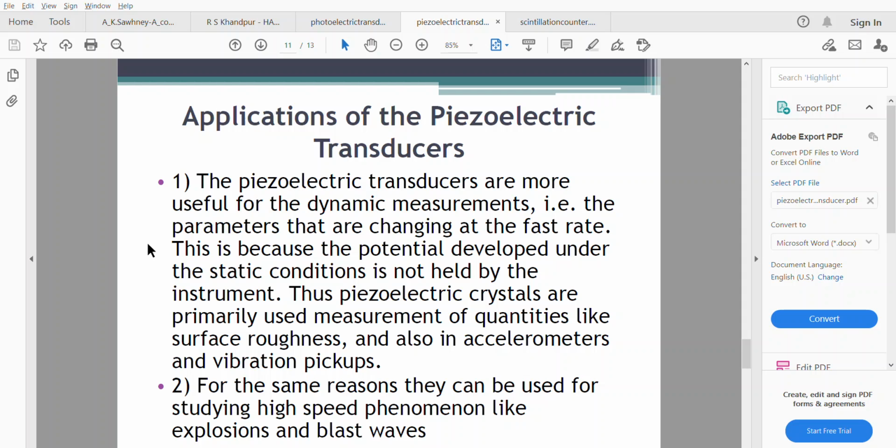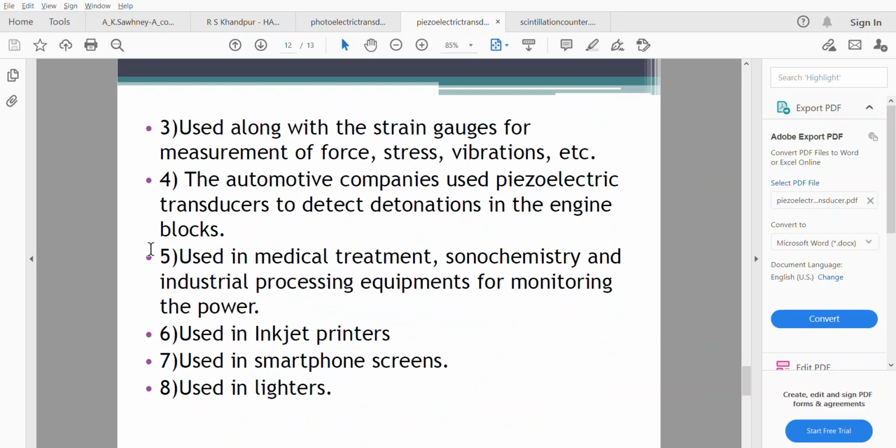The applications of piezoelectric transducers range widely from vibrational pickup accelerometers to explosion blast wave applications, and automotive companies use them to detect detonations in engine blocks, to biomedical applications. One such biomedical application is in biomechanics, where measurement of force becomes vital. This force can be measured with force plates used under the legs, or force sensors used for fingertip force measurements.